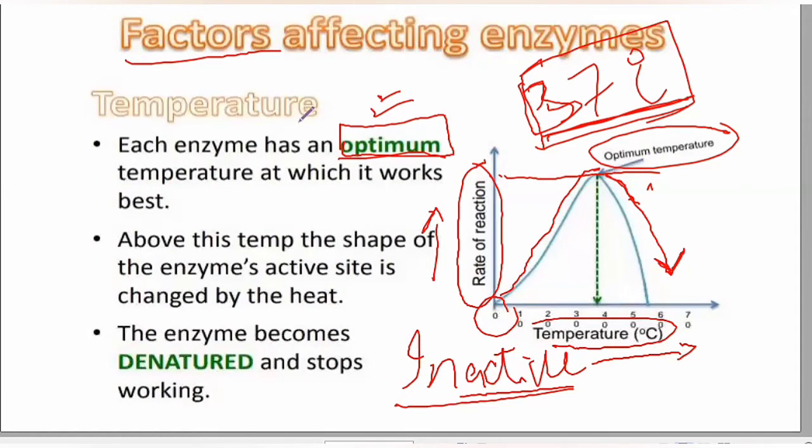Now, let me give you one example. When we boil an egg or fry an egg, what happens? Does its shape change?